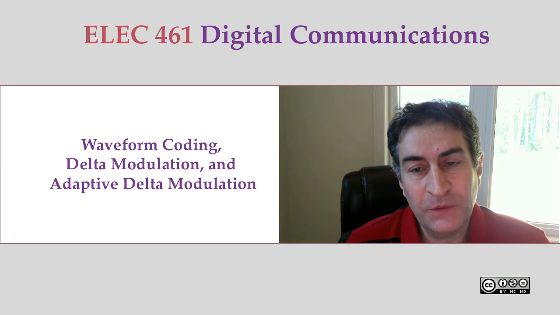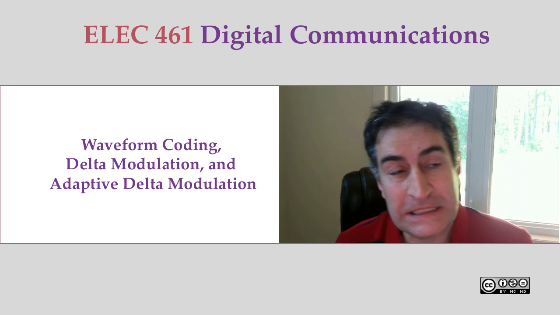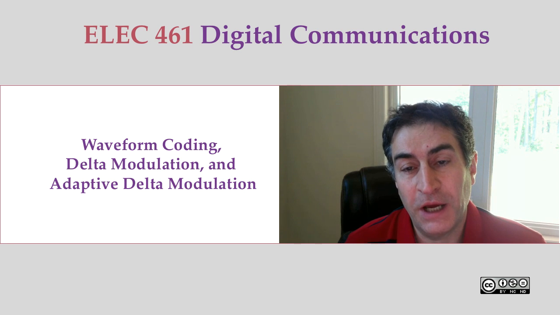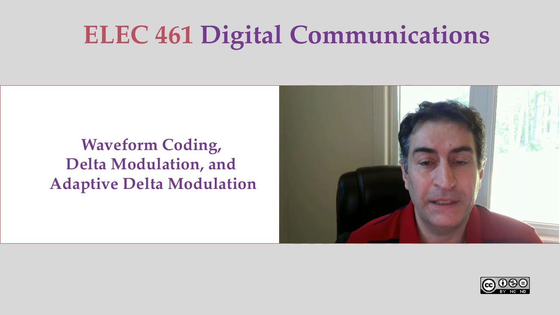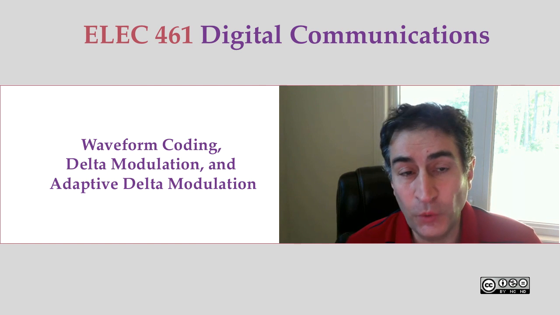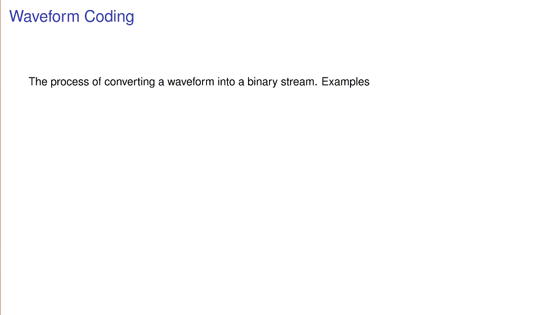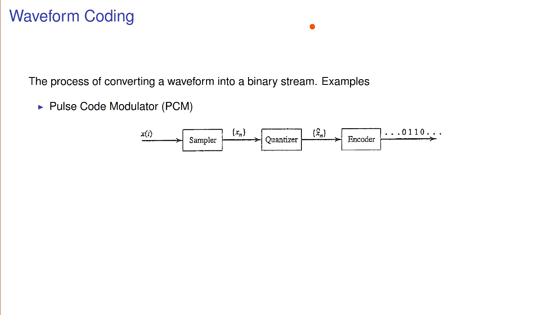Okay, so what we have learned was three components in conversion of analog signal to digital, which was sampling, then quantization, and then encoding. Waveform codings are some methods that try to do these three steps all together. So waveform coding is the process of converting a waveform directly into binary streams. We won't have time to cover all of them, so we'll have some examples.